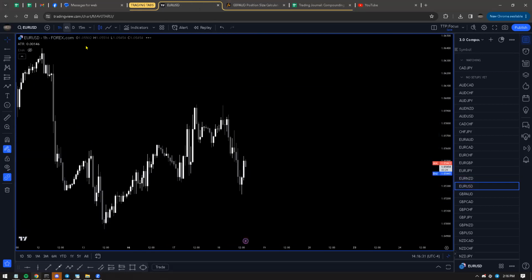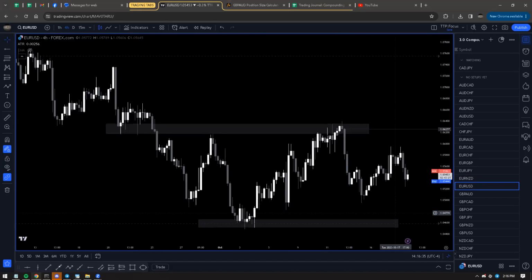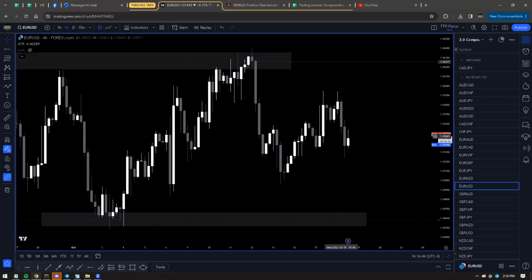Euro USD on the 4 hour. We bounce off this level here, coming down, with bearish candles. I'm still expecting price to come all the way down here after this double top on this little area, which I wouldn't have traded for the double top itself, but just the idea that it broke up here, rejected once, came back and rejected again, and got a strong bearish candle.